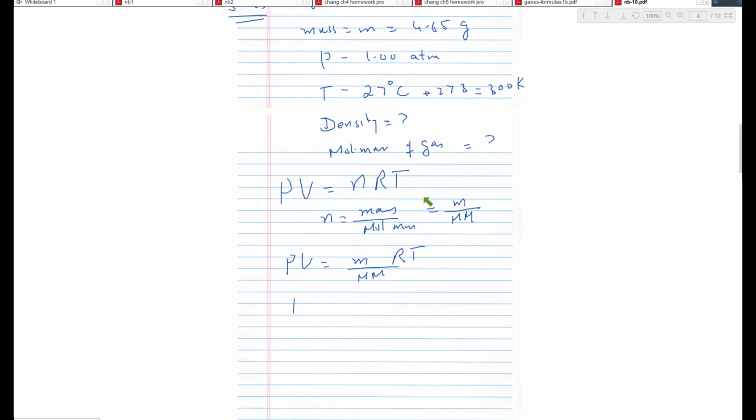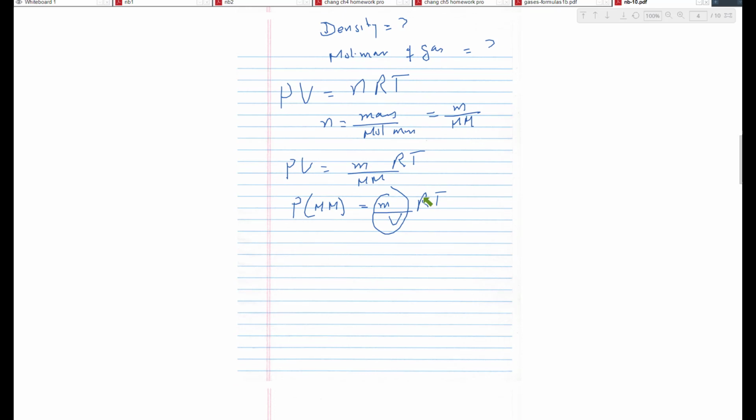So PV is equal to M over molar mass times RT. If I bring the molar mass over, I put M over V, mass over volume, times RT. This is going to be called density. Mass over volume is density, D.